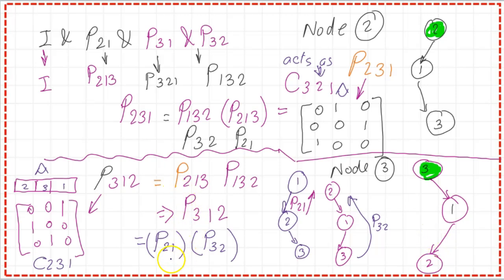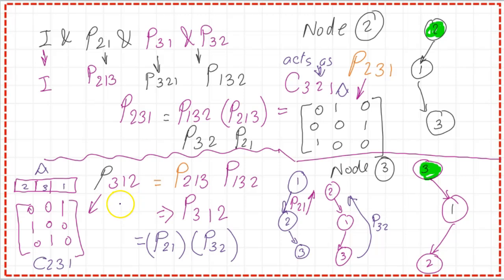This is a multiplication of P21 by P32, because here there is no row that remains in its position. We shifted 2 to 1 and 1 becomes 2. Then we moved the third row into the place of the second, and the second moved down to 3. So these are two multipliers, P21 by P32.